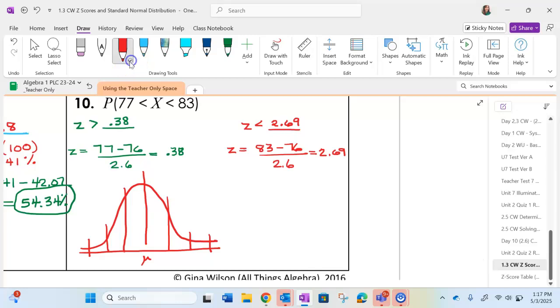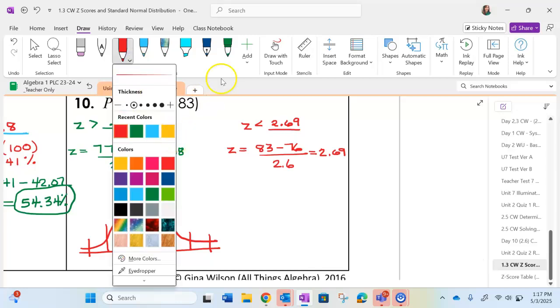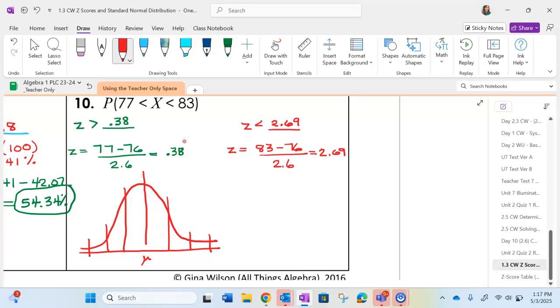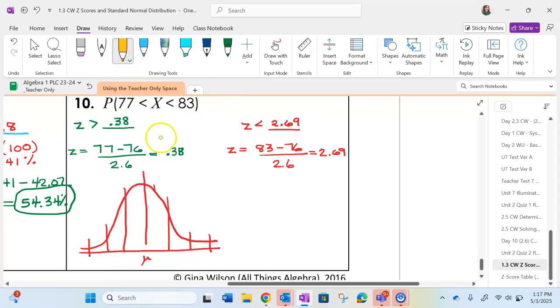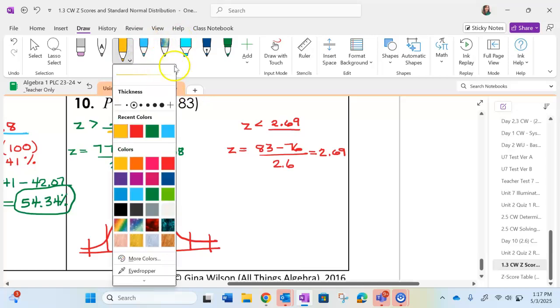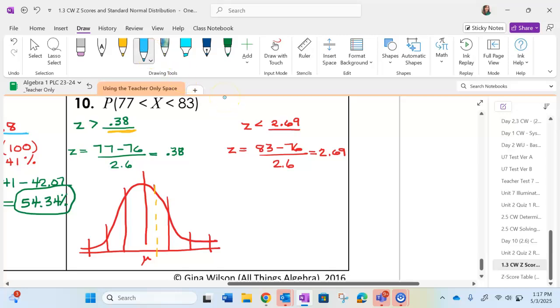All right, 0.38. I'm going to go back and I'm going to use the yellow. So 0.38 is on the positive side. Somewhere here. Oops, what happened to my yellow? My yellow disappeared. There we go. So here we go. Somewhere here. Now we'll shade in just a minute. That's my yellow. Let's do our light blue. And we're going to do 2.69. So 1, 2, somewhere here. And that's our blue.